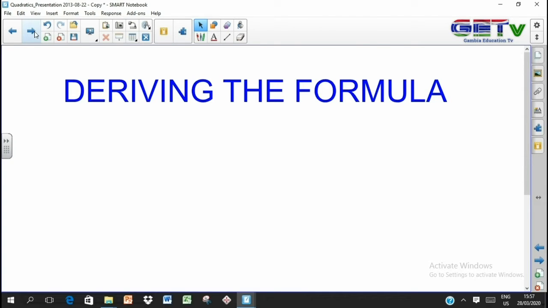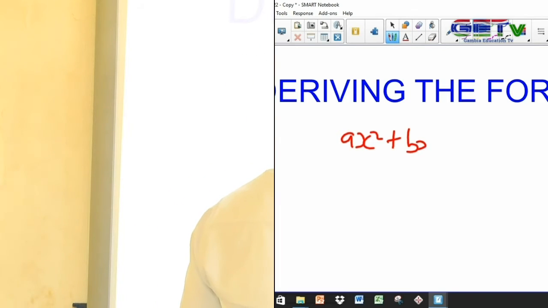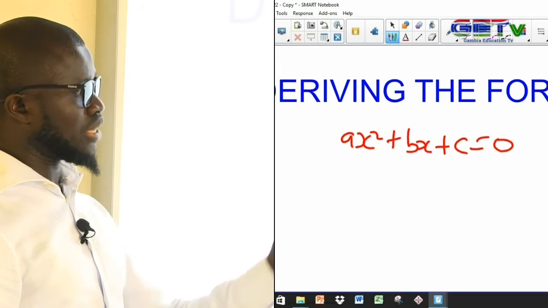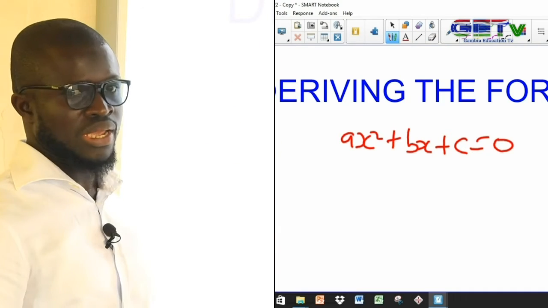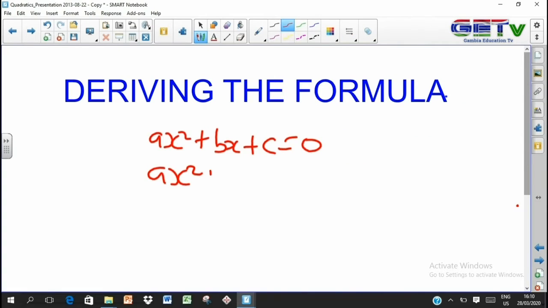How are you going to do that? In deriving the formula, we are going to use the standard form of a quadratic equation. And the form that we are going to use today is of the form ax squared plus bx plus c equals to 0. In our first step, we are going to transpose the constant of the equation to the right-hand side. That will give ax squared plus bx equals to negative c. If you transpose c to the right-hand side, it will give us negative c.